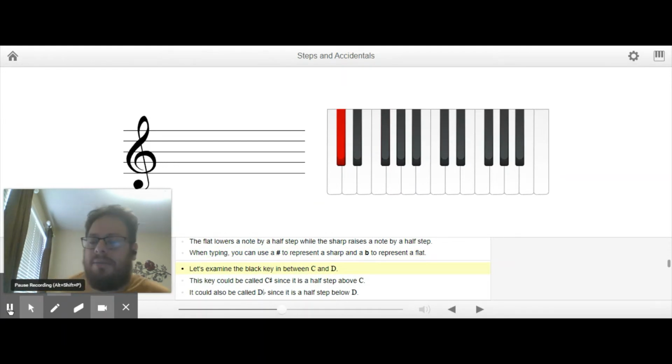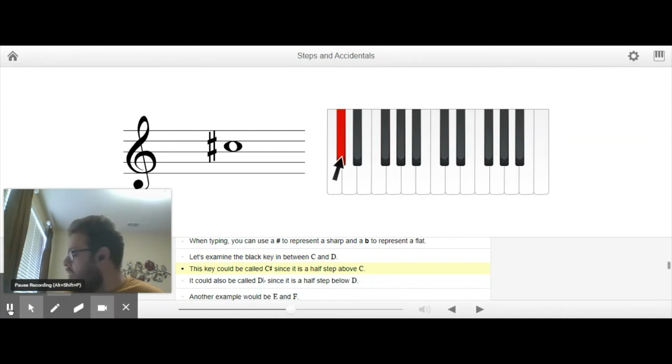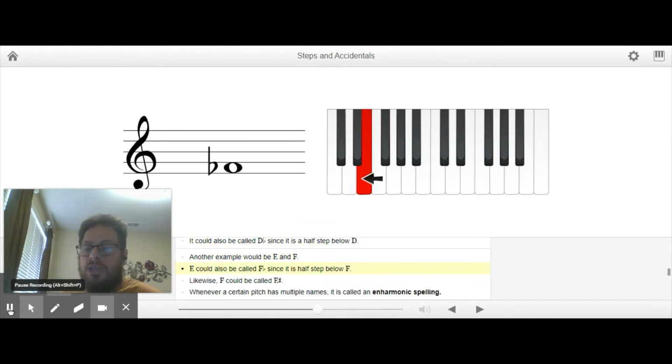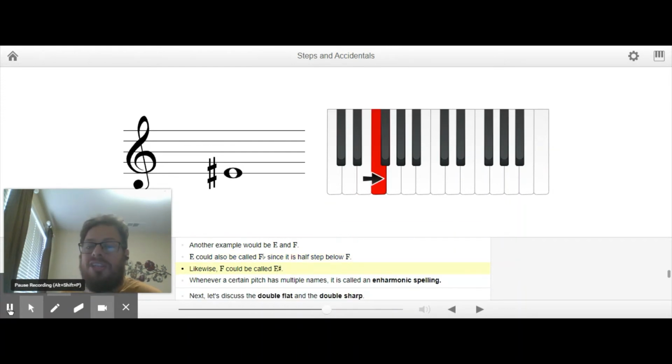Okay, so let's check this out. That note between C and D, we could call that two things. If we were in the key of C and we see it raised, that's a C sharp. If we're playing from a D and we go down, D flat. So if we lower it, D flat. But it's the same note. We also have this idea when we go to concert E and F. If we just play that key, we think it's an E, but we could call it an F flat because it's one half step lower than the F. Likewise, that F could be called an E sharp because it's one half step higher than that E.